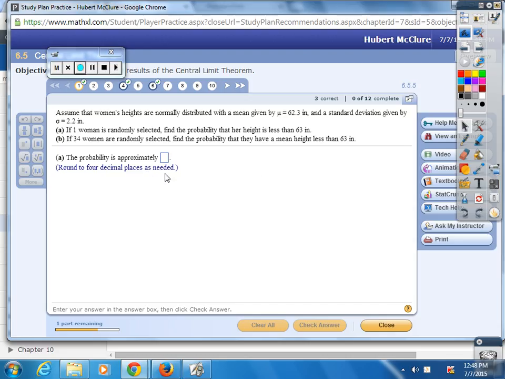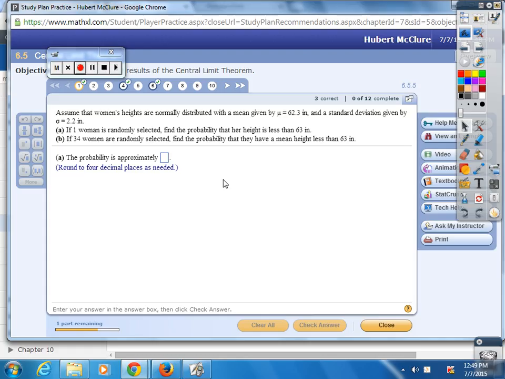All right, now I want you to write the question down. And the first thing I want you to do is designate what is 6.3 and what is 6.5. Assume that a women's height are normally distributed with a mean of 62 and a standard deviation of 2. When you see those two numbers, what's the first thing you think of? Draw the curve. So draw the curve, that's 6.2, 6.3.